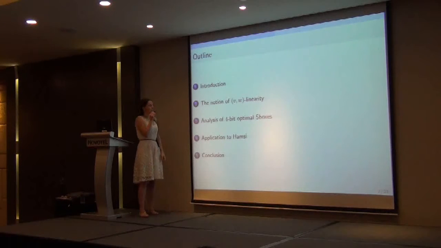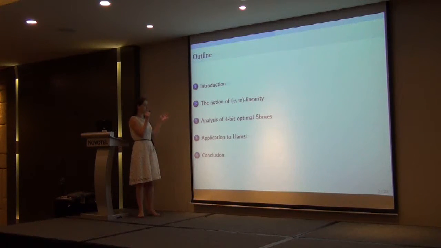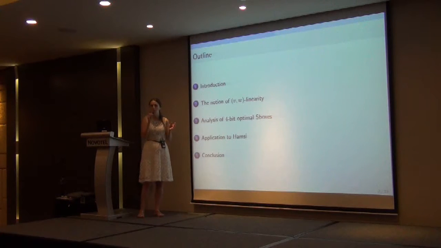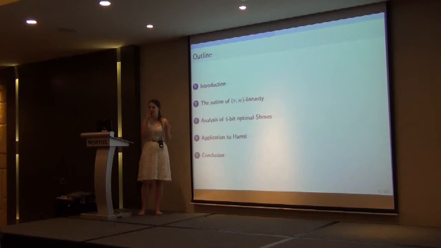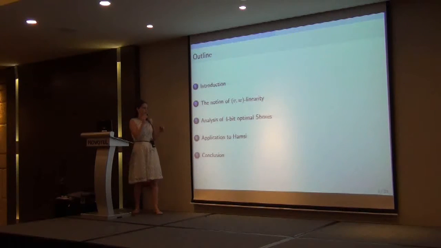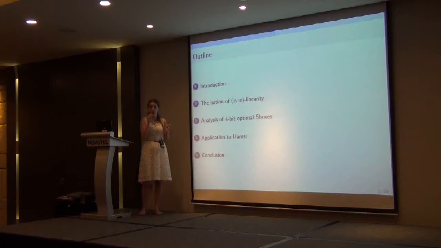I will start this talk by giving you an introduction in order to explain what type of properties we're going to look for. Then I will introduce the main notion of our paper, which we have called VW linearity, a new measure for linearity for an Sbox. Then we will apply this notion to the analysis of four-bit Sboxes, because Sboxes are used in very many designs. And finally, we will show how this notion can be applied to explain an attack that was applied to Hamsin in 2010.